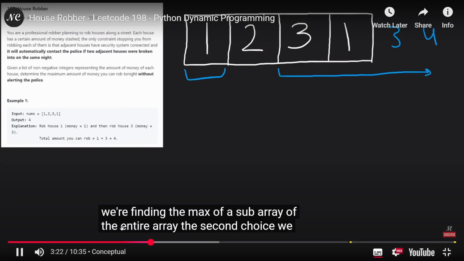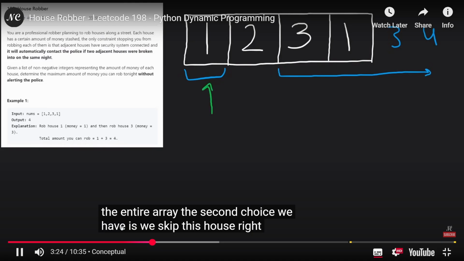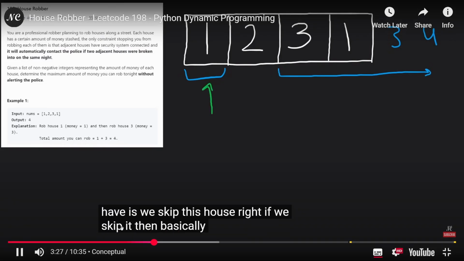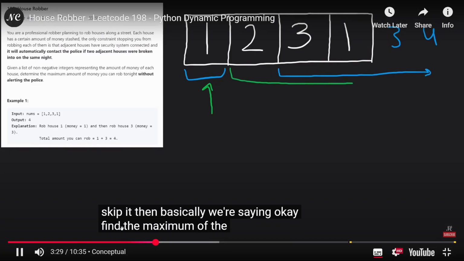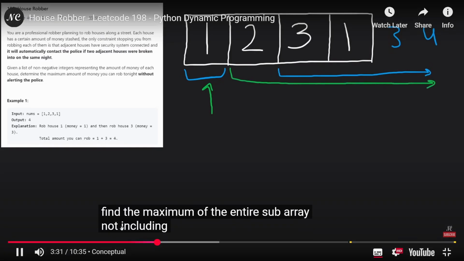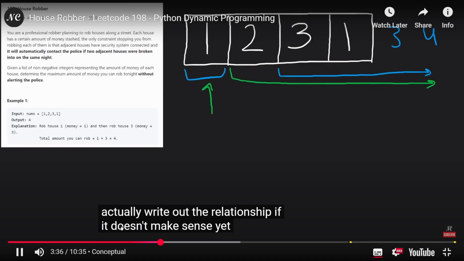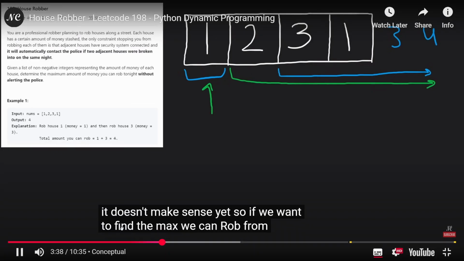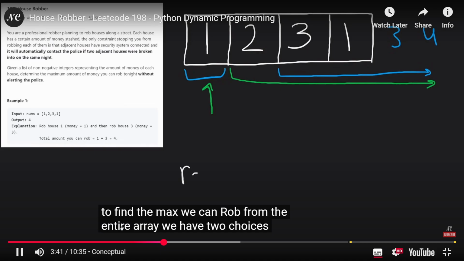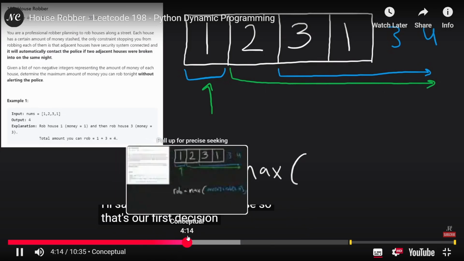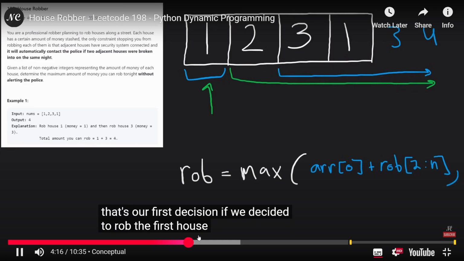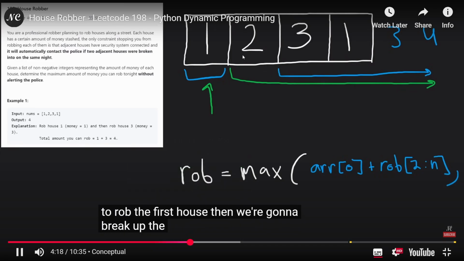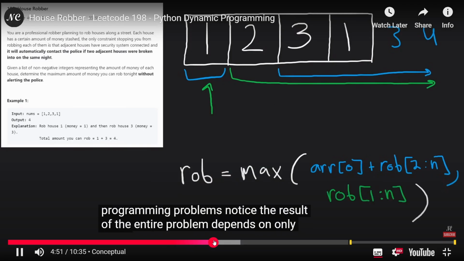The second choice we have is we skip this house, right? If we skip it, then basically we're saying, okay, find the maximum of the entire subarray, not including the first value. So let's actually write out the relationship if it doesn't make sense yet. So if we want to find the max we can rob from the entire array, we have two choices. Rob in this case indicates the max that we can rob. If we decided to rob the first house, then we're going to break up the problem into a subproblem.